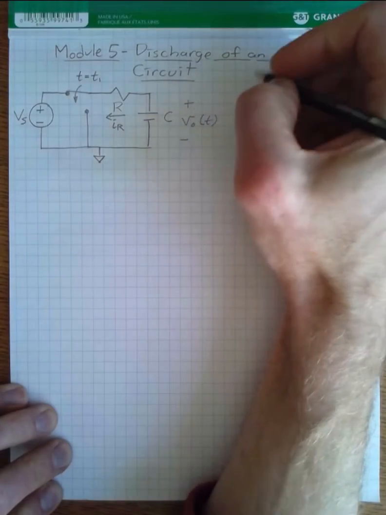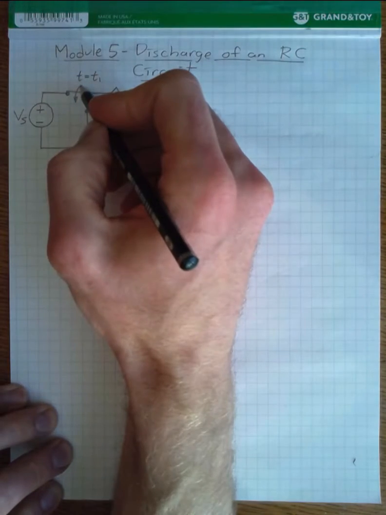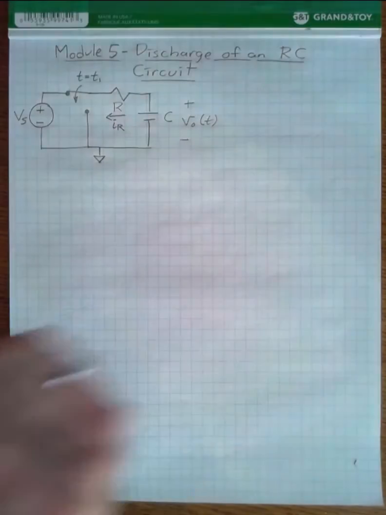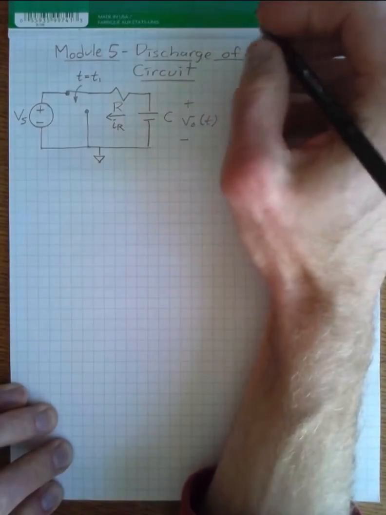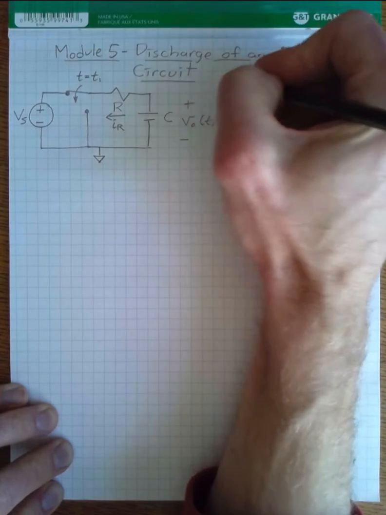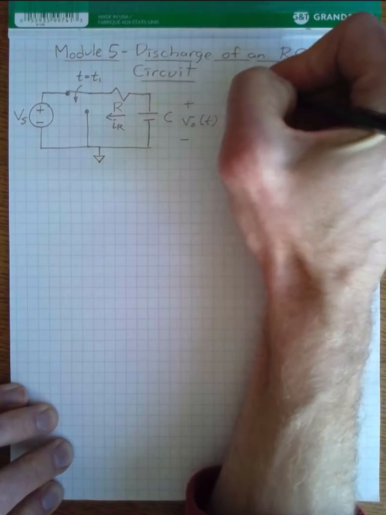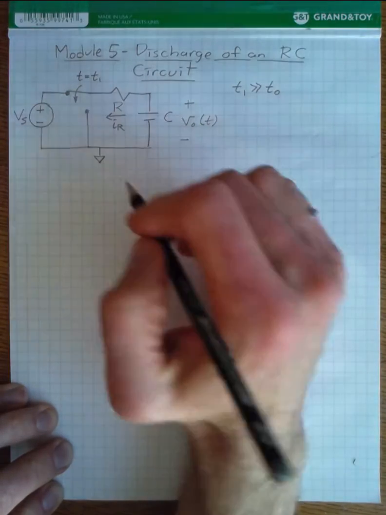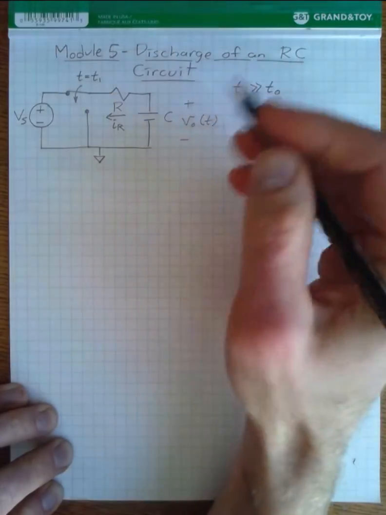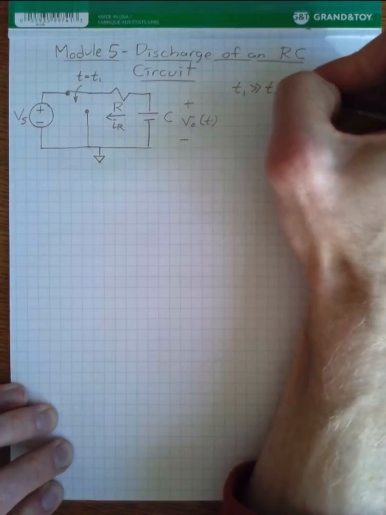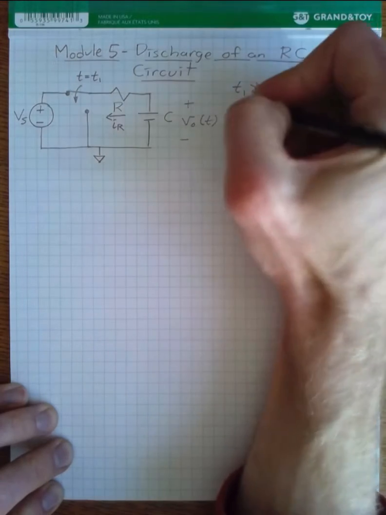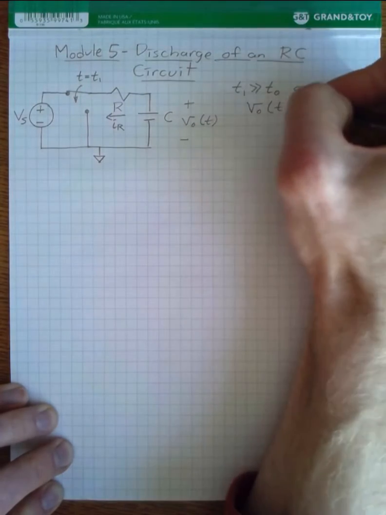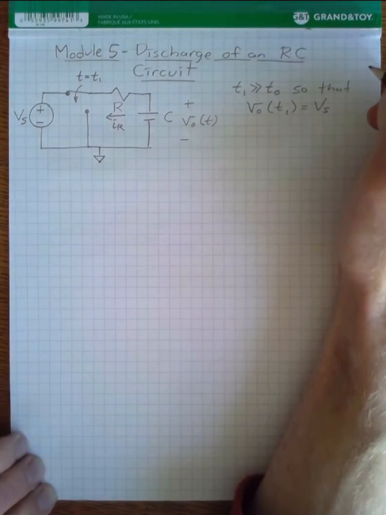And so what we're going to assume is that when we flip this switch back to ground, enough time has passed for the voltage across the capacitor to reach the steady state solution. If we were to write that down, basically we're assuming that the time t1 is much greater than the time t0. And t0 in our previous module was when we flipped the voltage supply in to apply the voltage across our circuit, so that we assume that the output voltage at time t1 is equal to our steady state solution Vs.